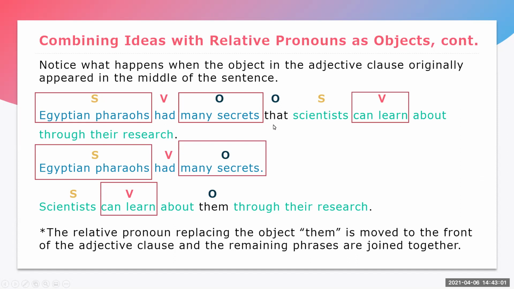Notice again that there is no longer any noun that comes after about. So we have scientists can learn about through their research. Instead, you have two prepositions right next to each other, about and through. Notice too that you have the same sentence structure or word order as in the previous example: subject, verb, object, object, subject, verb.